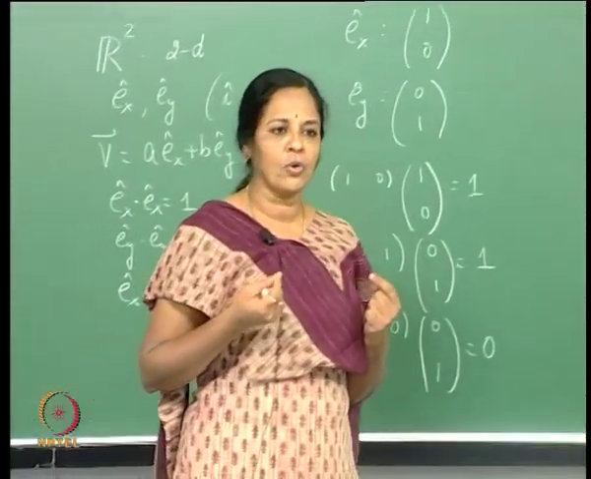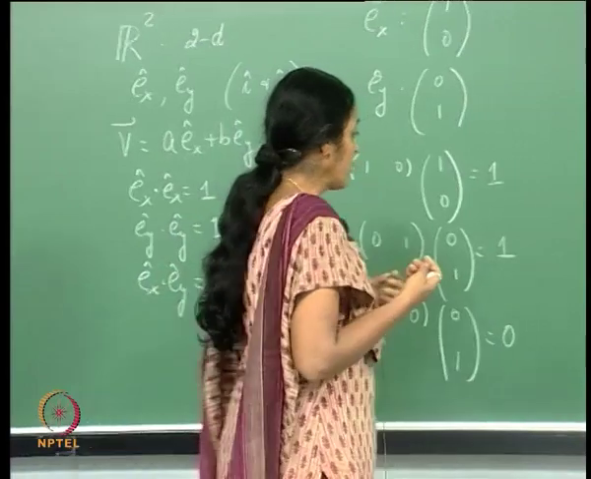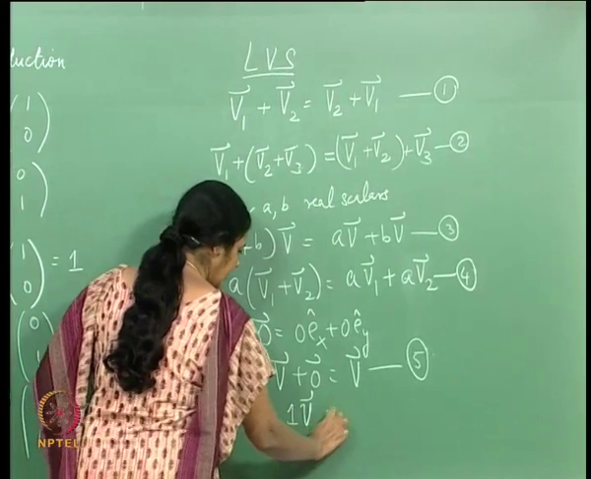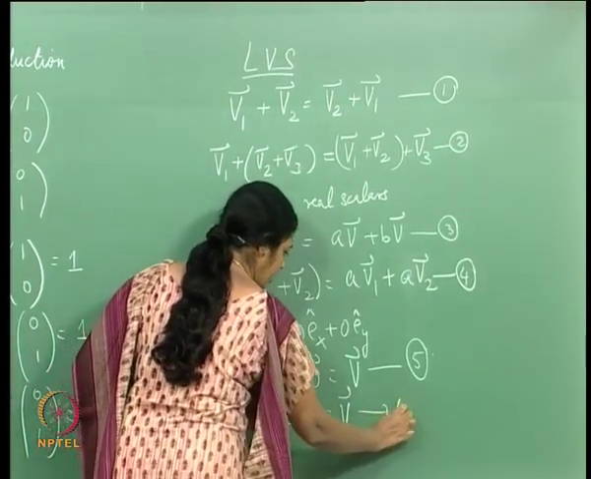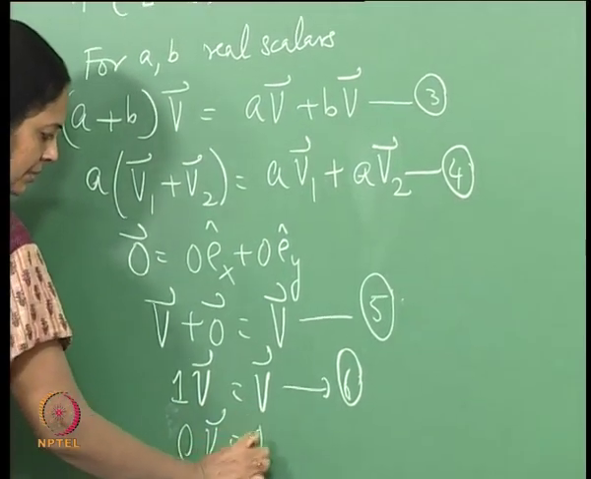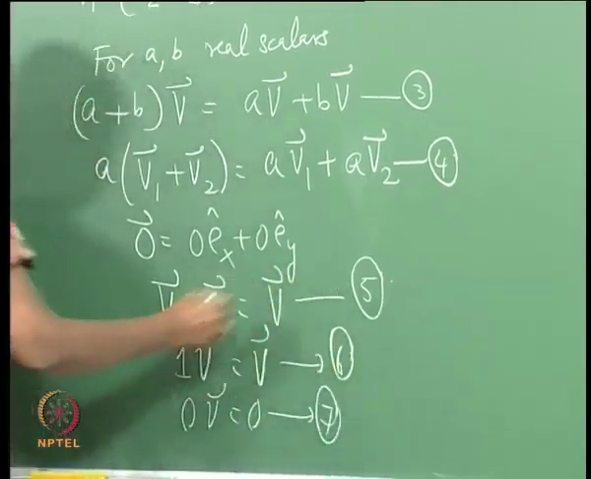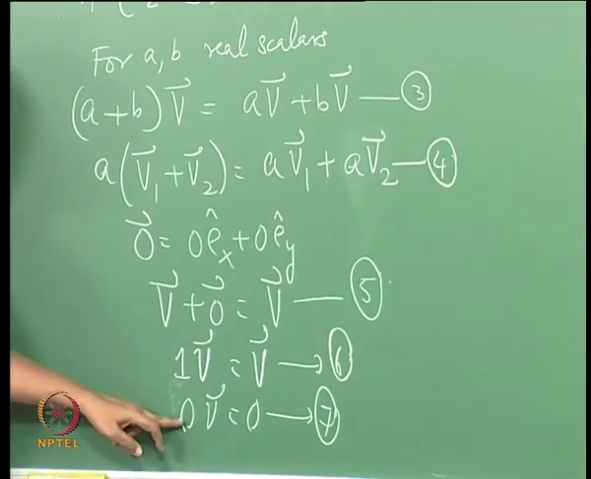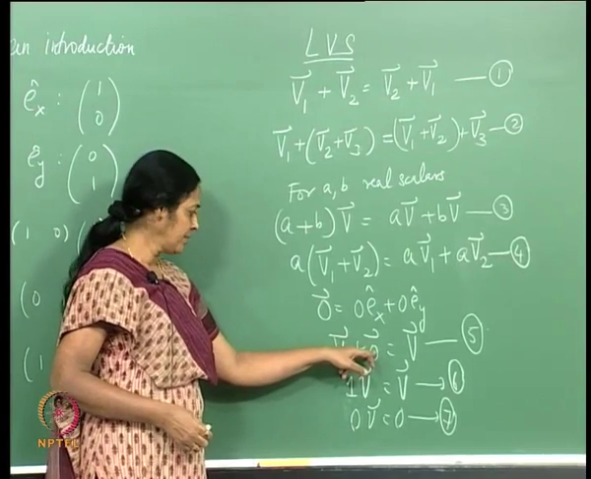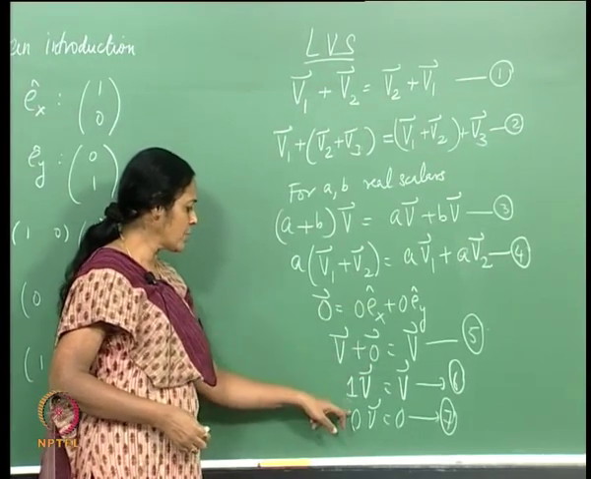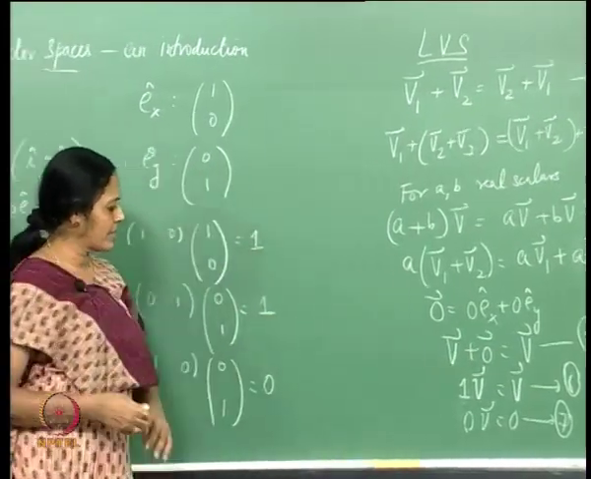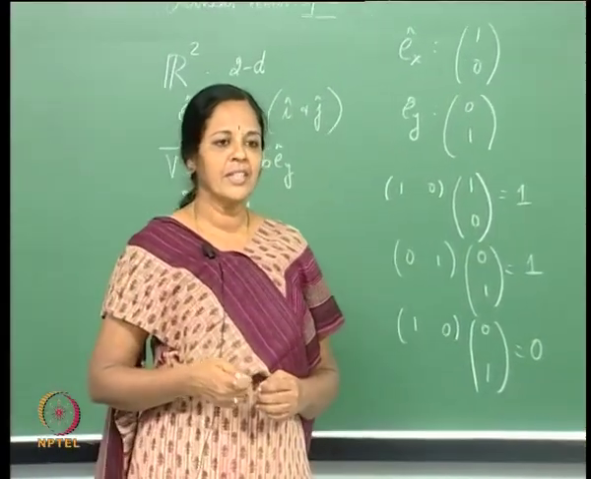Then I also talk about what happens because of multiplication by the number 1. That leaves the vector unchanged, and multiplication by the number 0 just gives me 0. This is not to be confused with this. That's a vector, and this is just the number 0. So these are the 7 properties I expect of a linear vector space.